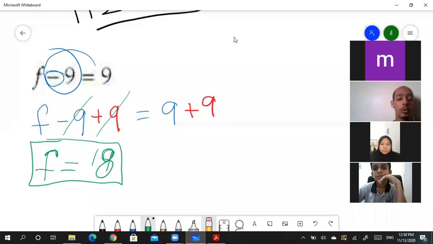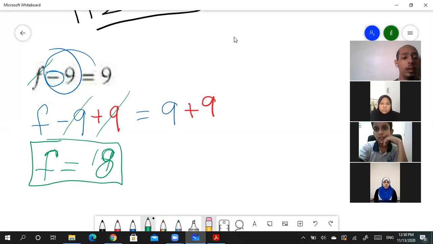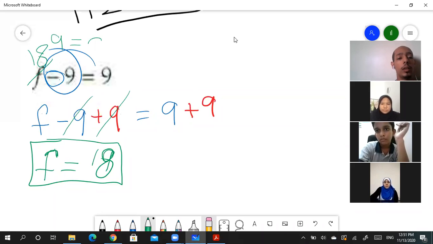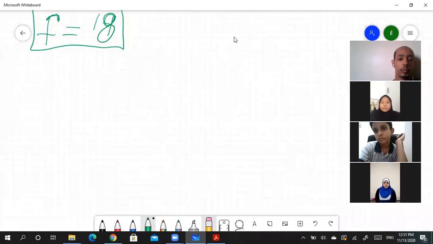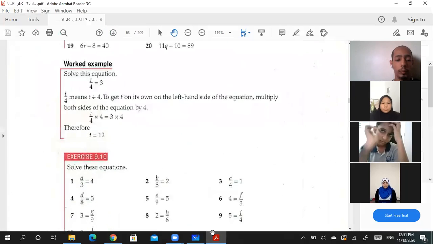So if you substitute the value of F here, 18, you're going to get the same value in both sides. 18 minus 9 equals 9. So it is correct that F equals 18.